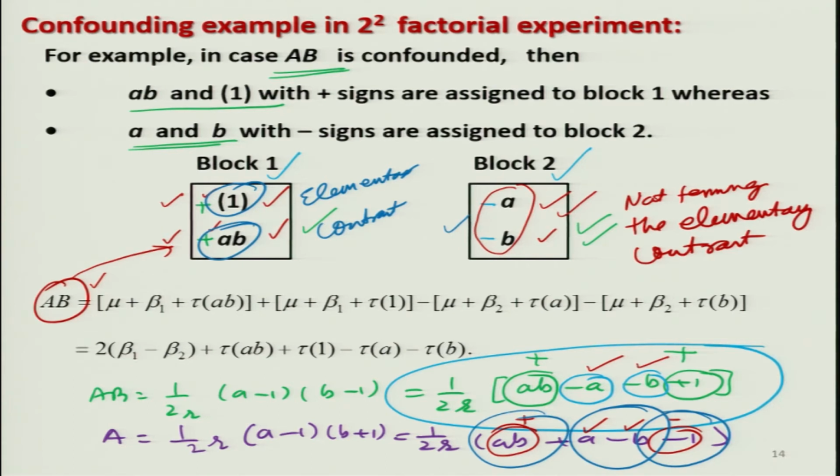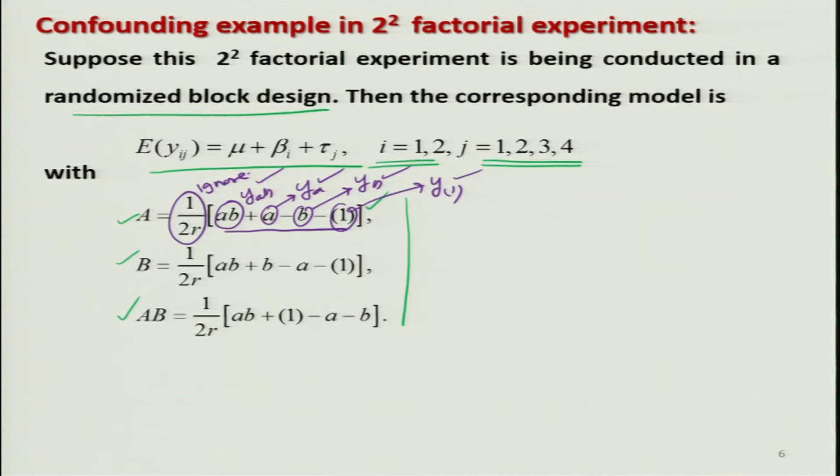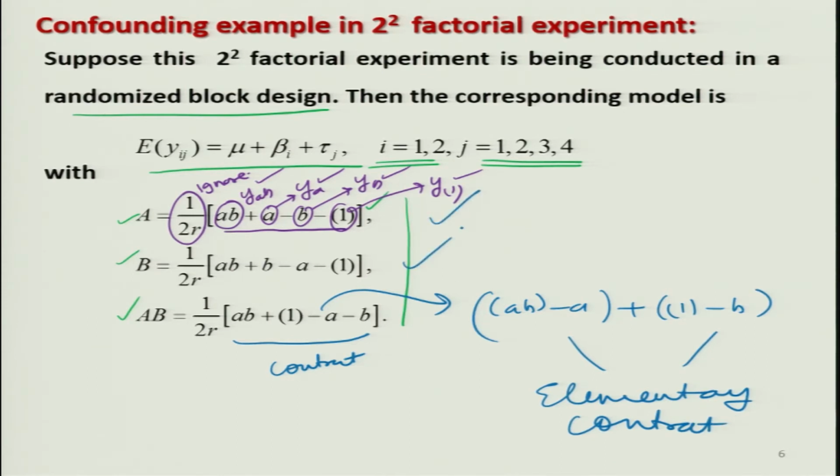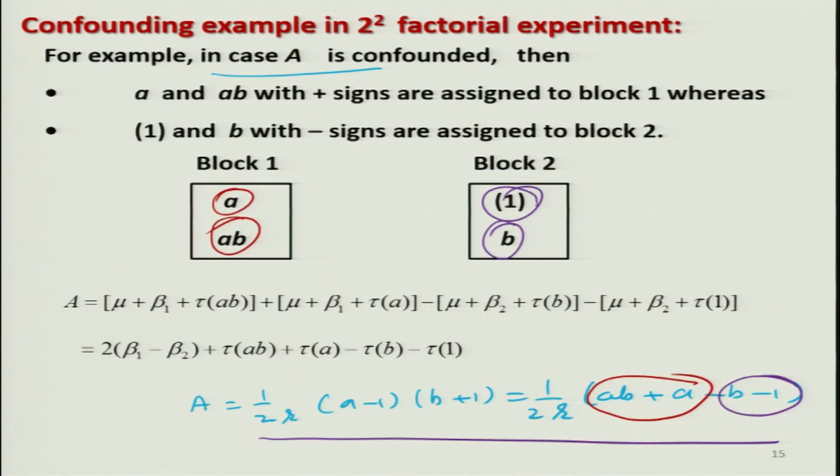That is why they are estimable, because when we write this down, you can see AB here, and in this case they are in the form of a contrast, and they are elementary contrasts. For example, this AB can be written as AB minus A plus 1 minus B. Both of them are elementary contrasts, and this will happen in general with other factors also without any problem.